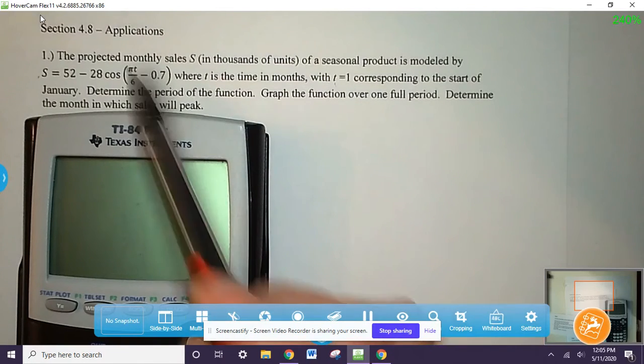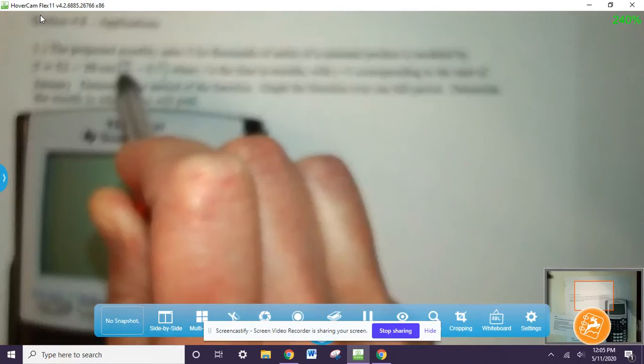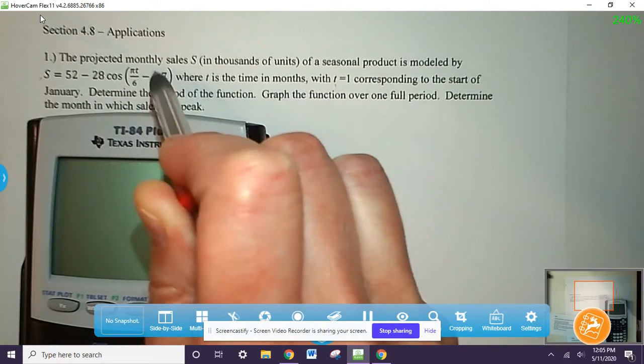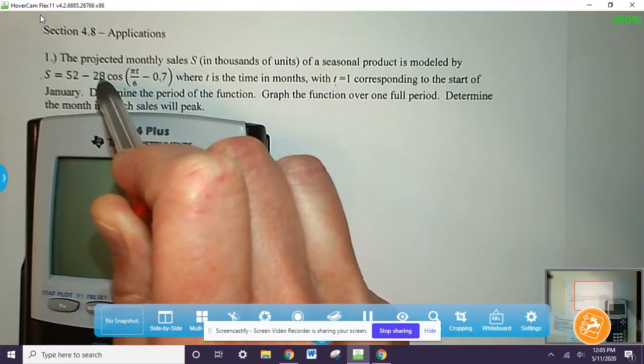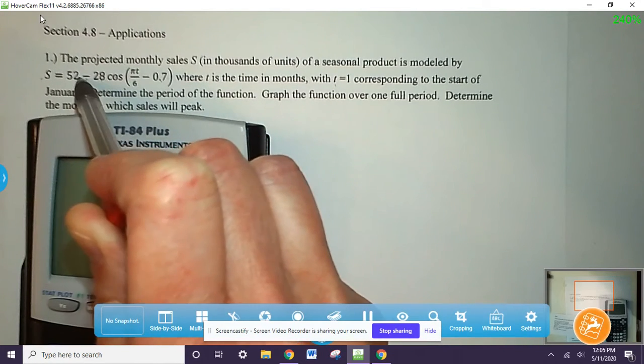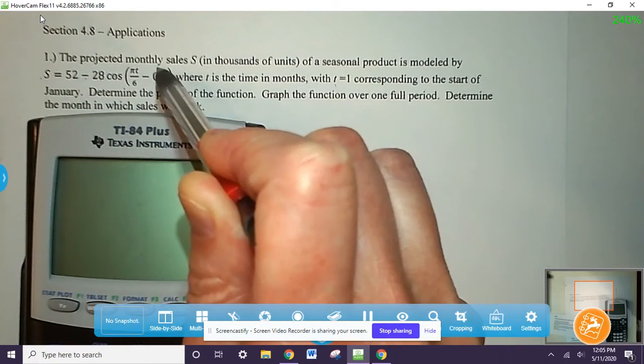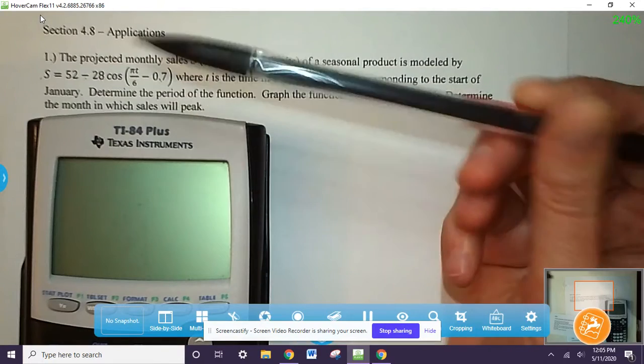So this is a trig function. This is a cosine graph. There's been some sort of horizontal stretch or shrink, a horizontal shift. This causes a vertical stretch. This causes a reflection. And then this causes a vertical shift up 52. So this is a cosine graph. It's not one we would graph by hand because it's pretty complicated, but it's just a cosine graph.